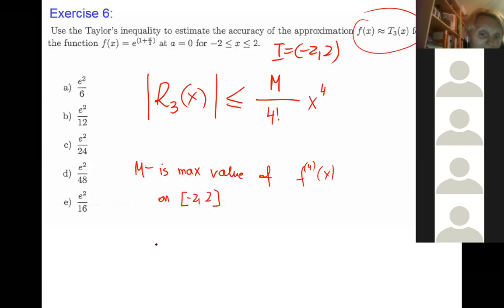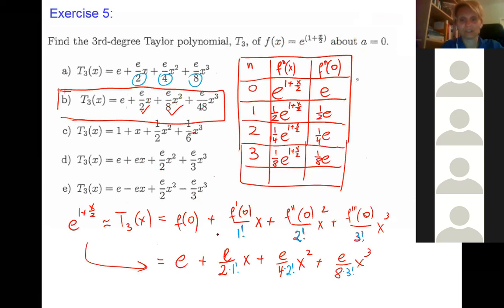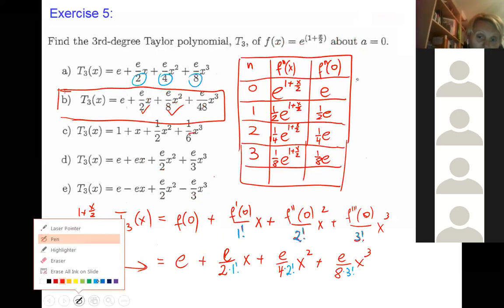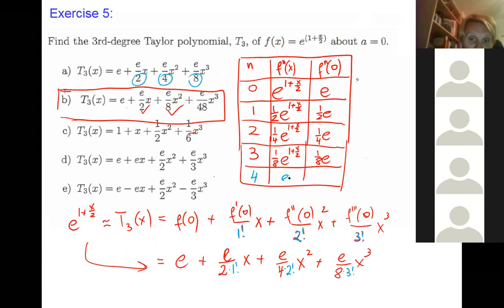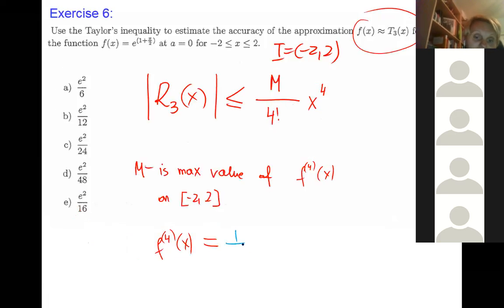That means let's find the fourth derivative first. I will just jump here, can you see? And I will compute just one more derivative: e to the power of x over 2 times another half, 16. That means the derivative is 1 over 16 e to the power of x over 2. And we always take the absolute value, because if this is negative, this is my value M.